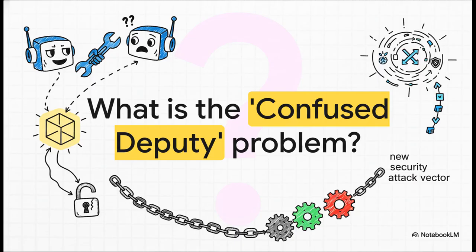But performance is only half the story. There's a much bigger, scarier problem: security. And a standardized protocol like MCP can open the door to a classic cybersecurity attack that's found a whole new life in the world of AI, the confused deputy.